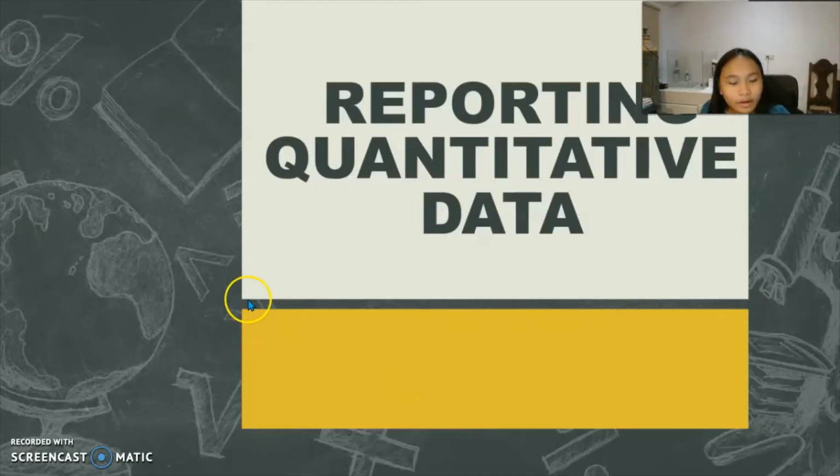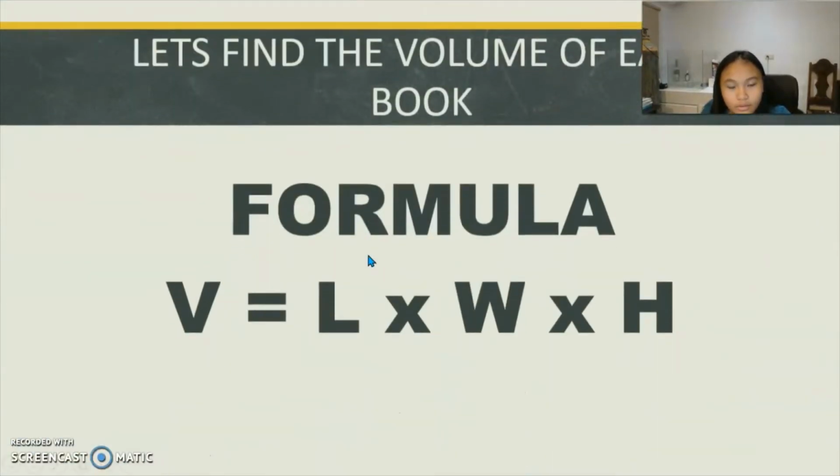Let's head to my computer and let's start. So here we are at my screen reporting quantitative data. I'm going to show you how to solve scientific notation, but first we need to find the volume of each book using this formula. So this is the formula, volume equals length times width times height.